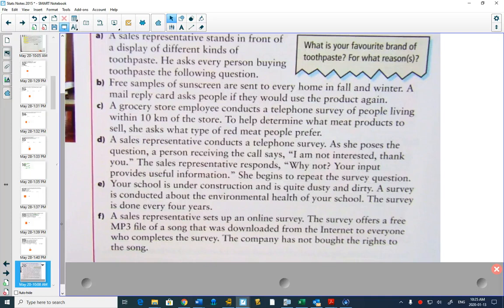Your school is under construction and is quite dusty and dirty. A survey is conducted about the environmental health of your school. The survey is done every 4 years. All right, Logan, what do you think some of the issues are in that one?